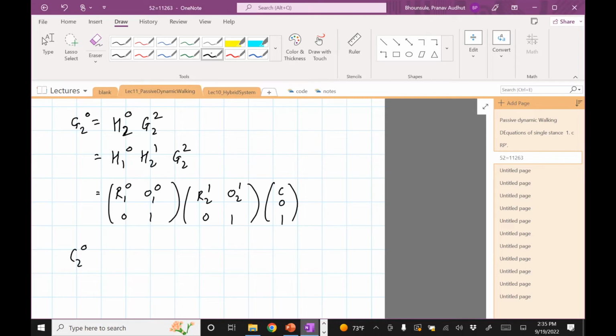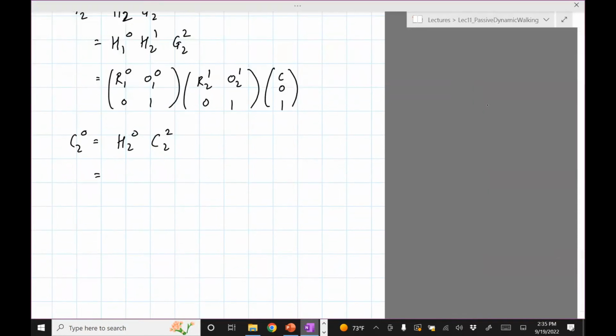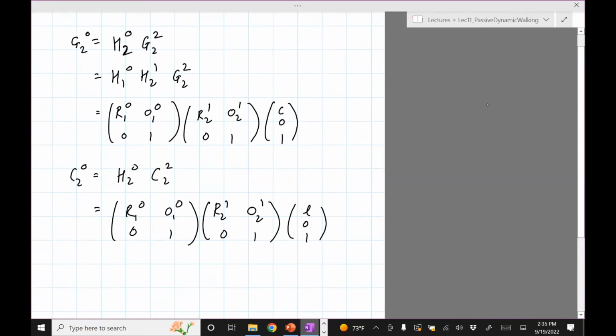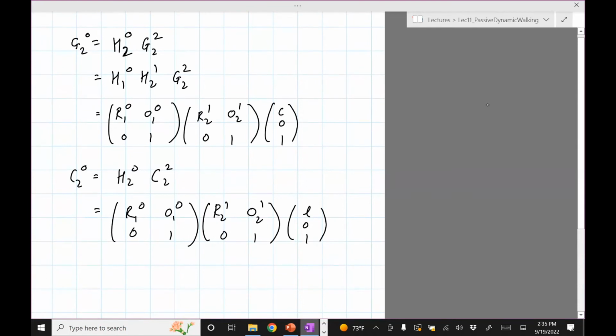Okay, and the last point is C2 with respect to frame 0, H20, C2 in frame 2. The only difference now is that it will be at a distance of L instead of C. Everything will be the same. So R10, 0, O10. Okay, so I will not simplify that. I'll use SymPy to simplify all those equations. But I need this so that I can write it as Python code.